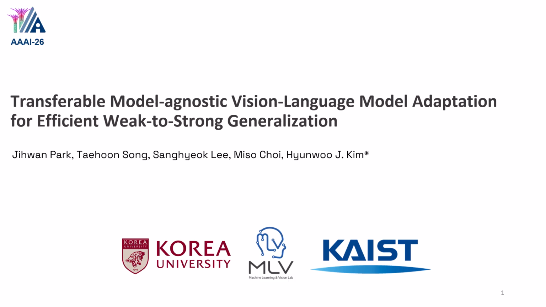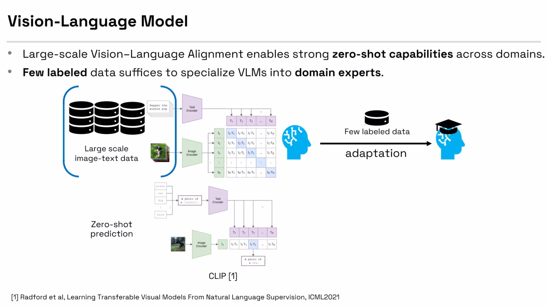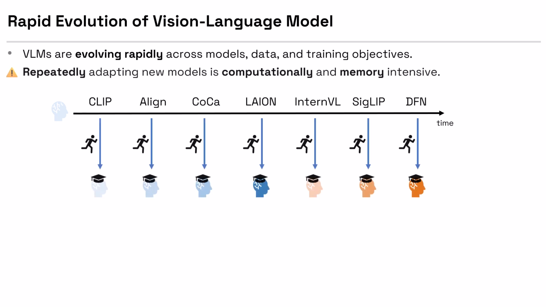Today I will give a presentation of our work, Transferable Model-agnostic Vision Language Model Adaptation for Efficient Weak-to-Strong Generalization. Vision language models, such as CLIP, are trained on large-scale image text data, which endows them with strong zero-shot capabilities. With only a few labeled data, they can be further adapted to become domain experts. And nowadays, vision language models are rapidly evolving in terms of architecture, pre-training data, and learning objectives. However, repeatedly adapting each new model remains computationally and memory intensive.